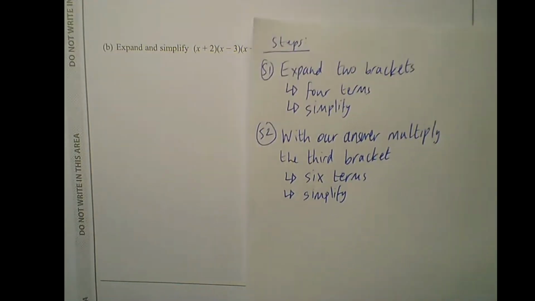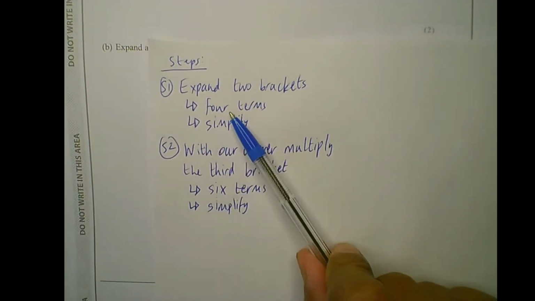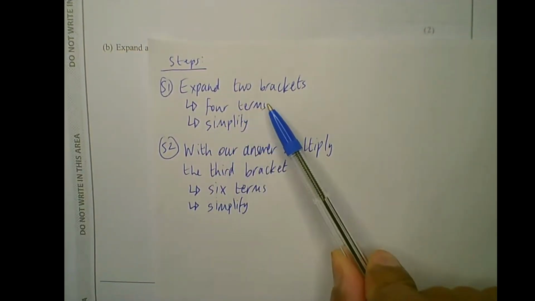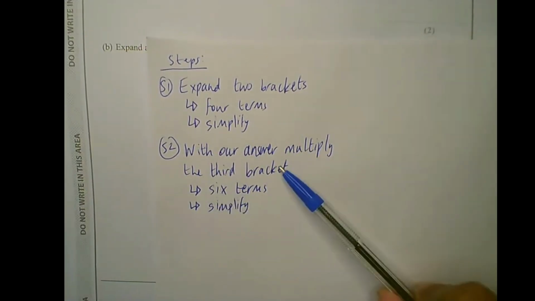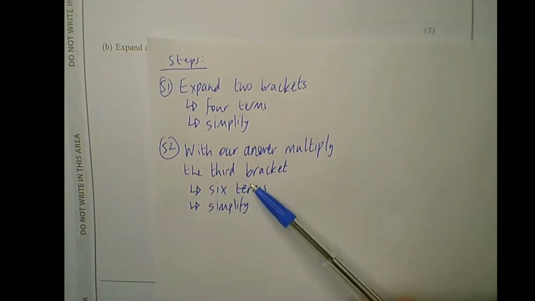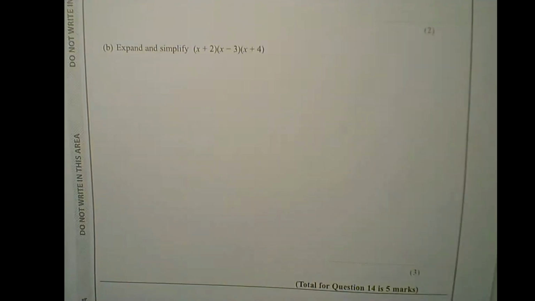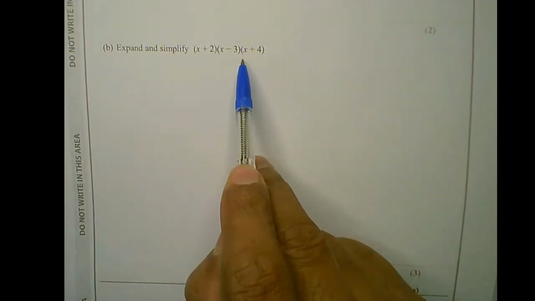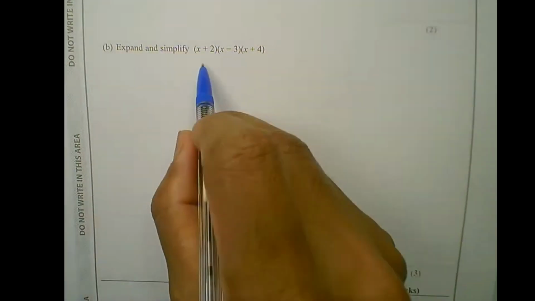Let's remind ourselves of the steps. Step 1, expand the 2 brackets. We get 4 terms. Simplify. That gets our method mark, the 4 terms. Step 2, with our answer, multiply the third bracket. We get 6 terms. Subject to how you expand those 6 terms, we get our method mark, and then we simplify. The trickiness with this question is just our positives and our negatives. That's what catches people out. So I'm going to do the first 2 terms.